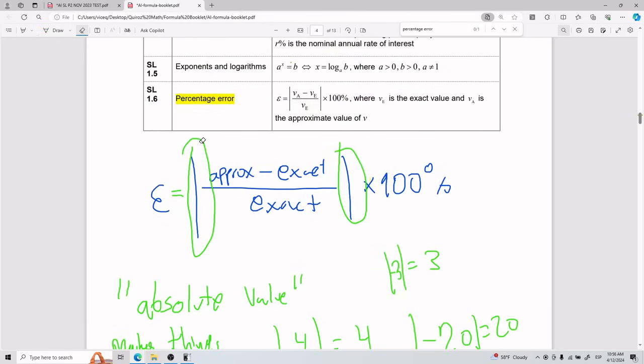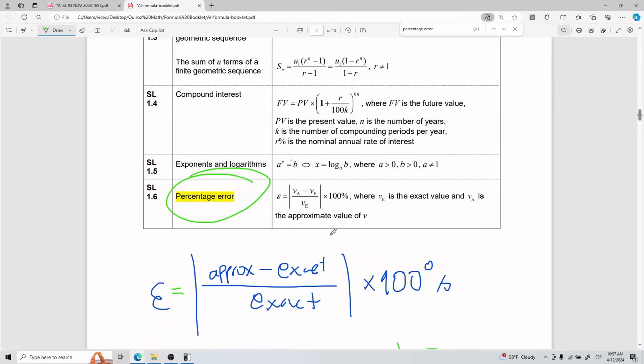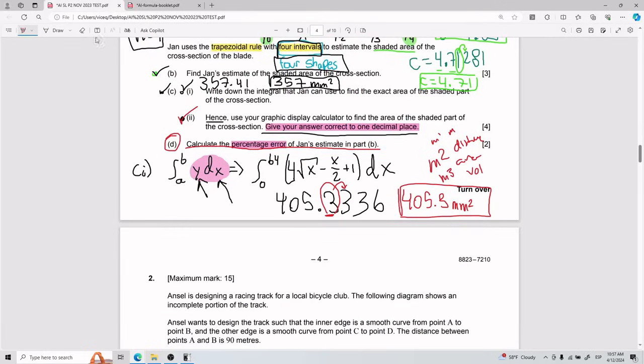What really matters though is remembering that it's in your formal booklet so that you get these 2 easy points and following the process to get what you want. So percentage error, as we said, is the absolute value of your approximate minus exact divided by exact, okay? All of this times 100% just to put it as percent. It'll make sense in a second. So for now, let's just do this part.